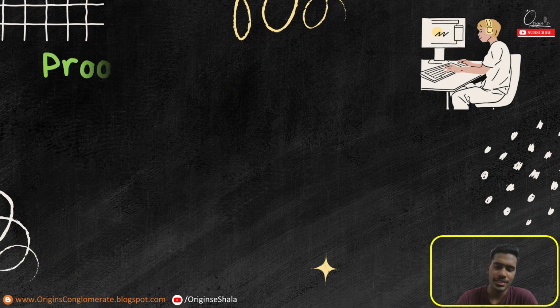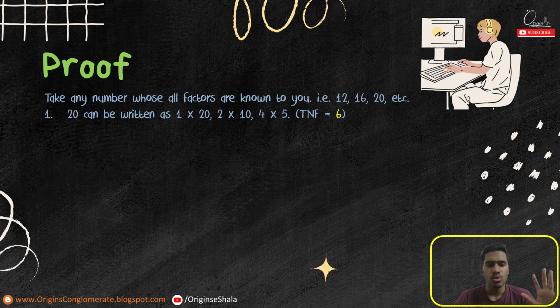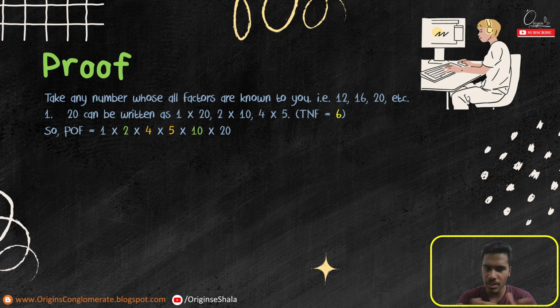So here it is. For the proof, let's start with small numbers which you are acquainted with, like 12, 16 and 20. So 20 can be written as 1 into 20, 2 into 10, 4 into 5. These are its factorizations that you all know, right? It is a simple number and all of you can do it, and TNF is 6. So I can write the product of factors like this: 1 into 2 into 4 into 5, and so on. I just wrote them in ascending order. Pretty much clear, right? Now, focus on the color combination that I have given to these numbers: 20 and 1 are blue, 10 and 2 are green, and 5 and 4 are orange.